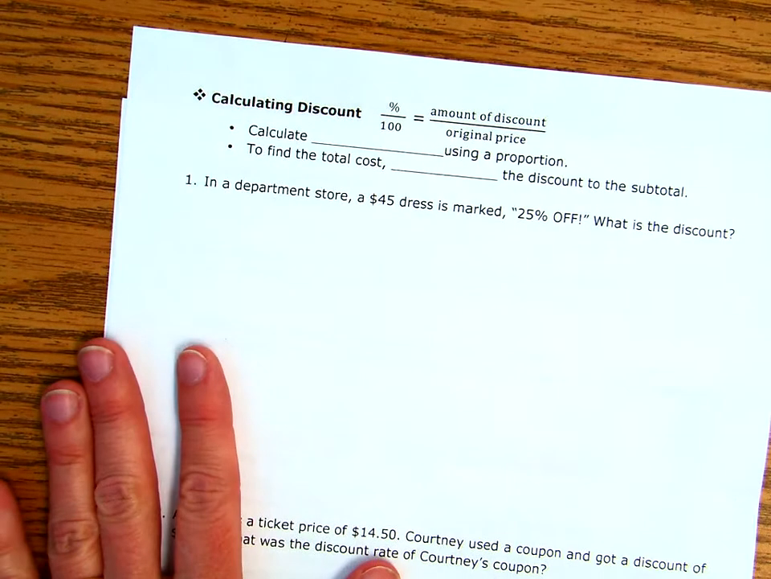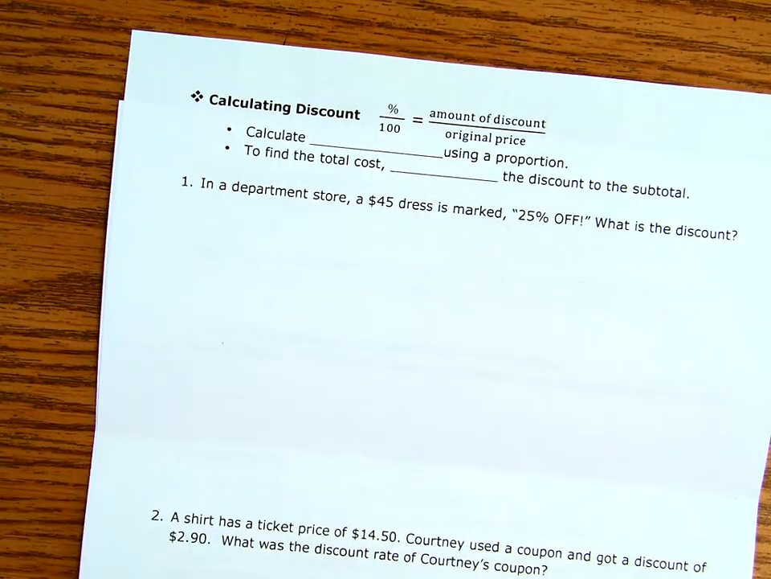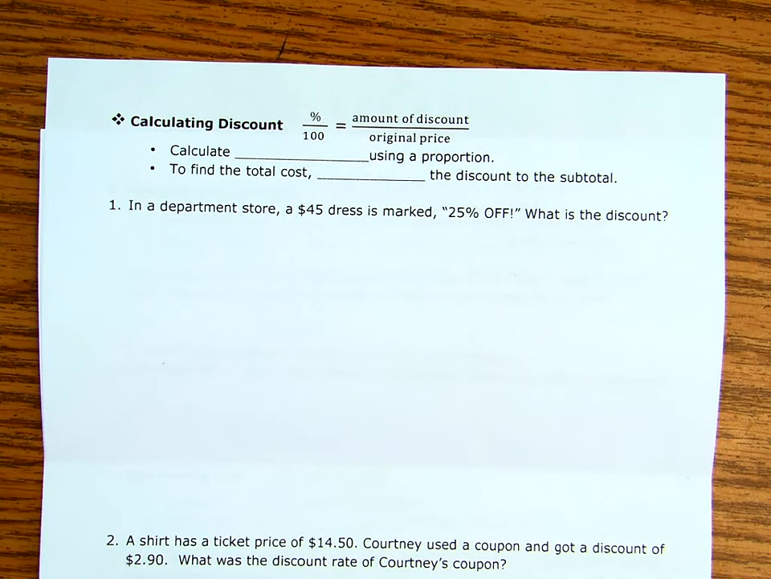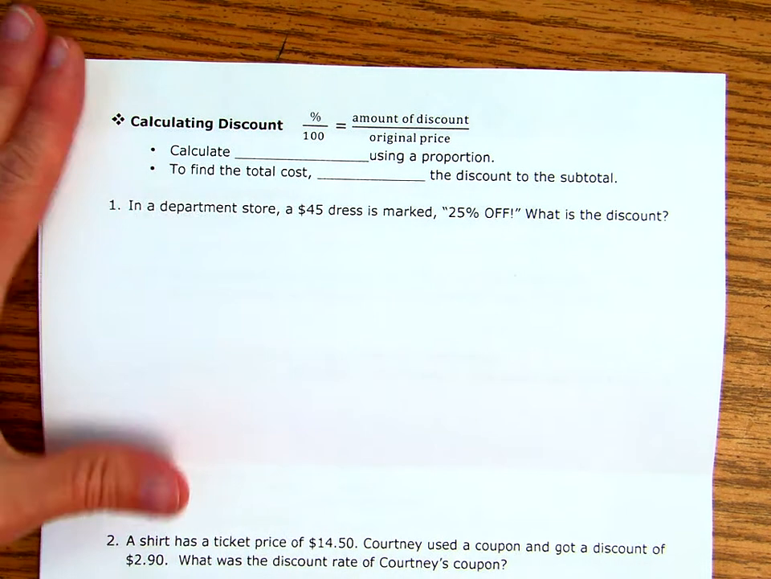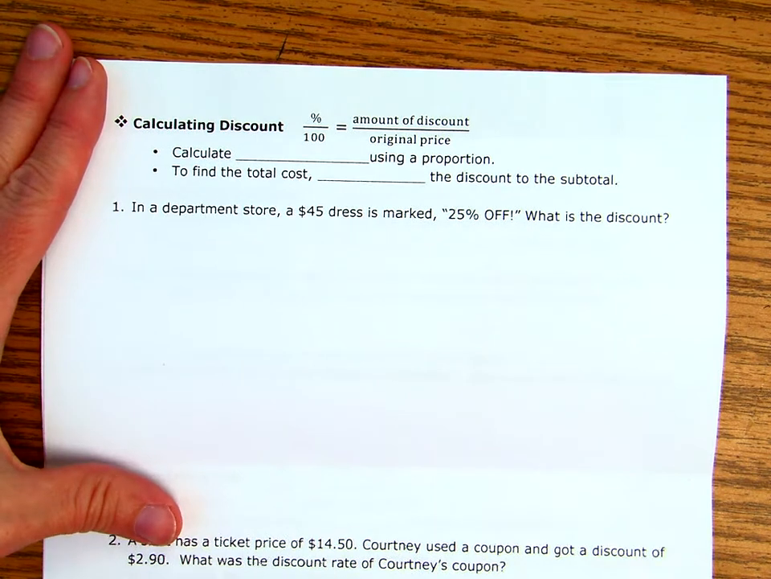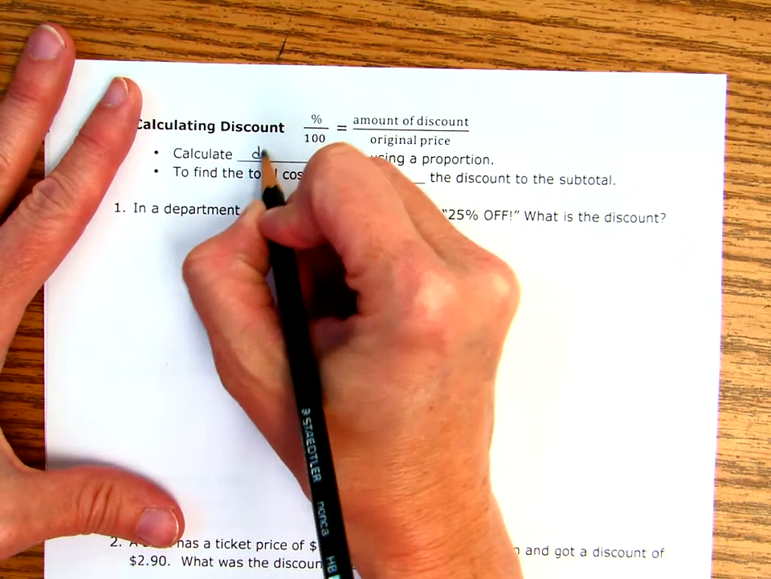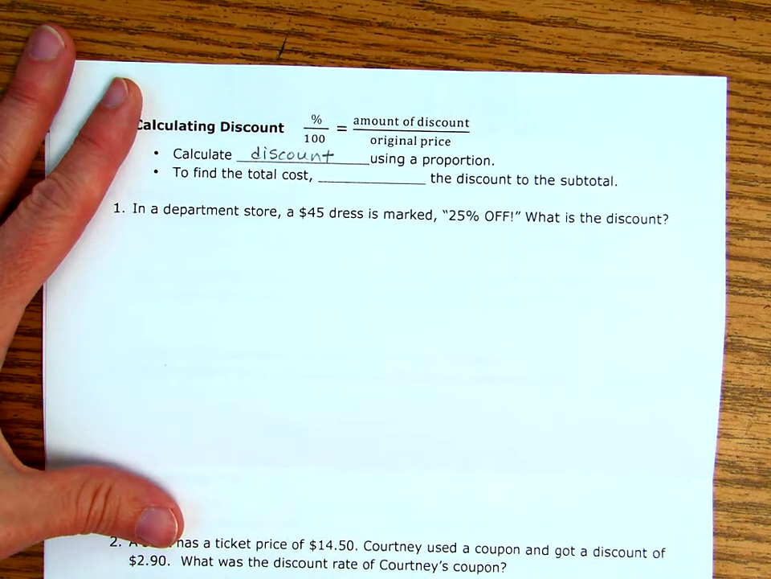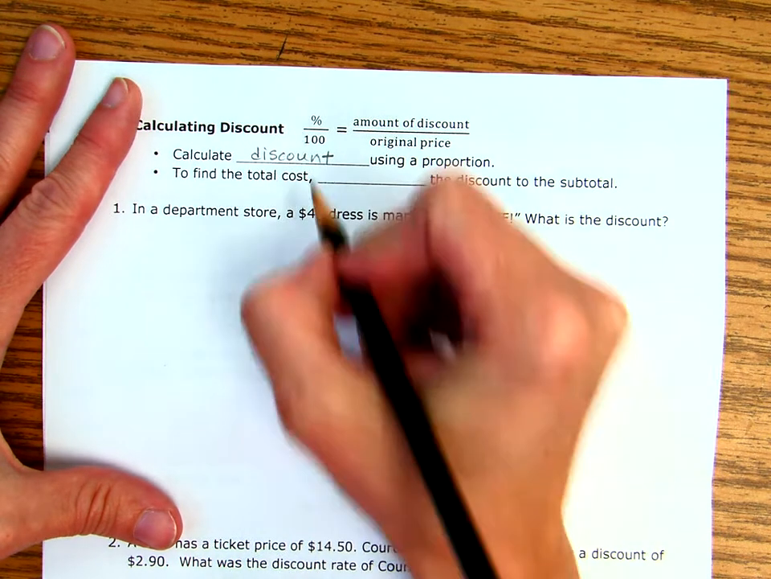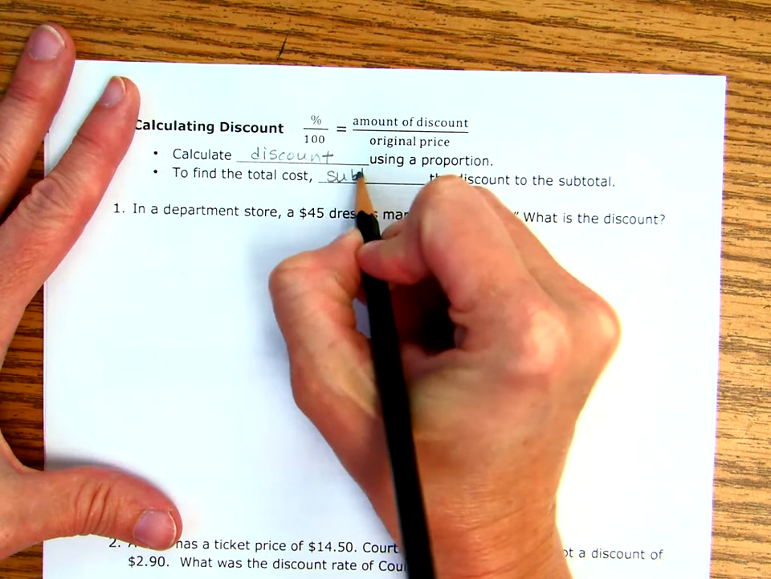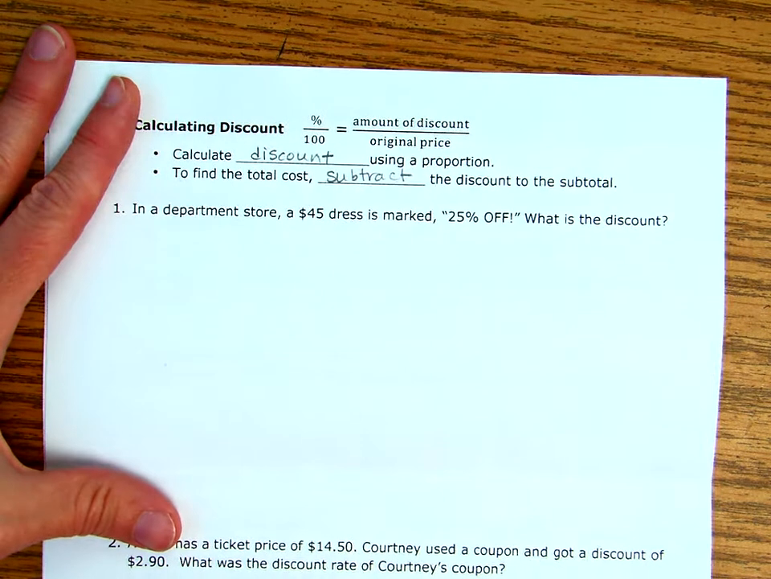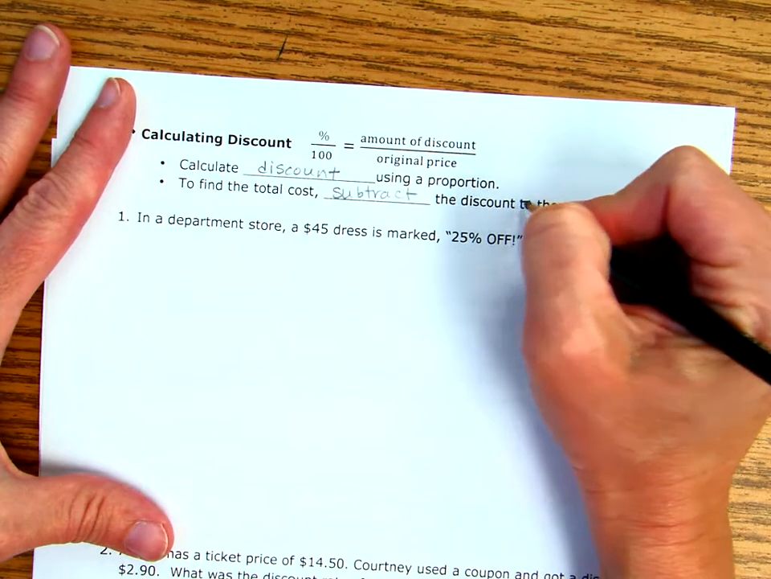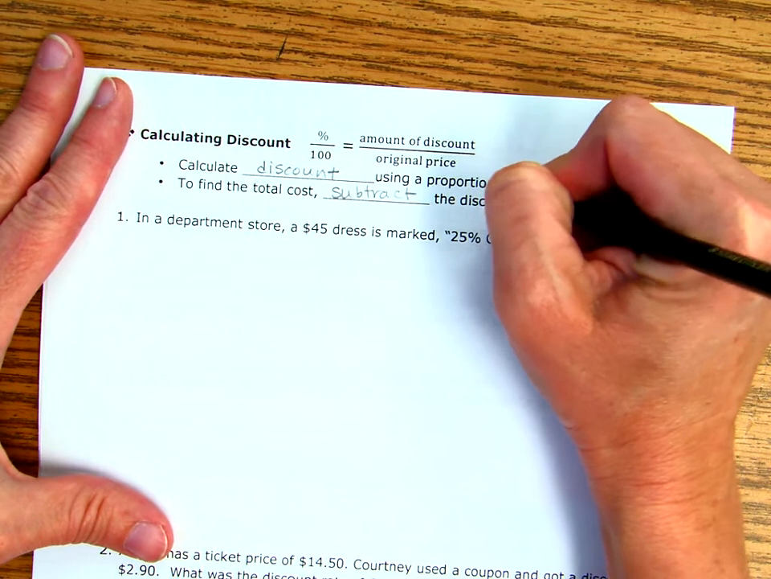We're going to start up here at the top. So you're experienced shoppers. You deal with discounts all the time, so this shouldn't be too much new information. We're going to calculate the discount using a proportion. And to find the total cost, we always subtract the discount from the subtotal. So change "to" to "from."